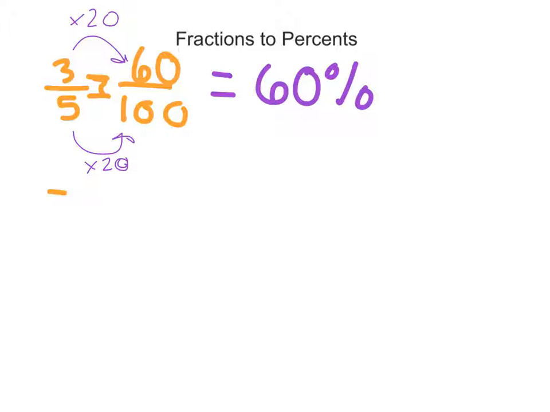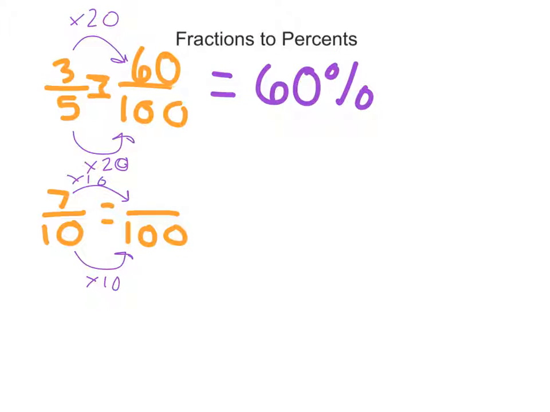Do another example. 7/10. Again, we know that we need a denominator of 100 for this to be converted to a percentage. So we're thinking, what did we do to 10 to get to 100? We multiplied by 10. So we'll do the same thing to the numerator. 7 times 10 would give us a numerator of 70. And 70 out of 100 would be 70%. So 7/10 as a percentage would be 70%.